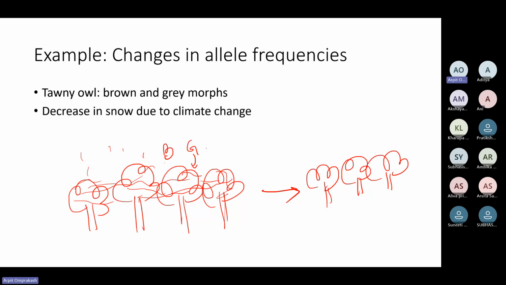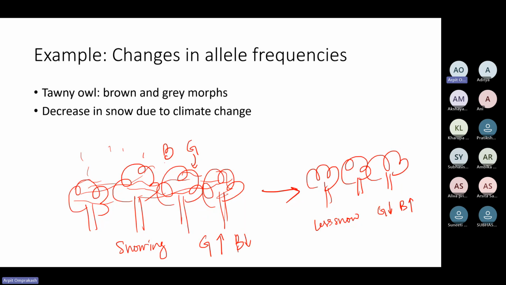So earlier the proportion of gray owls, gray moths was very high, and the proportion of brown moths was low because of snow deposition. But now, due to less snow, the gray moths have decreased, whereas the brown moths have increased in number. Okay. So this is similar to the example of the peppered moths that we talked about during and after the industrial revolution. Right. So what can we do?